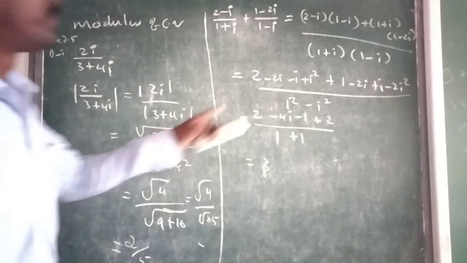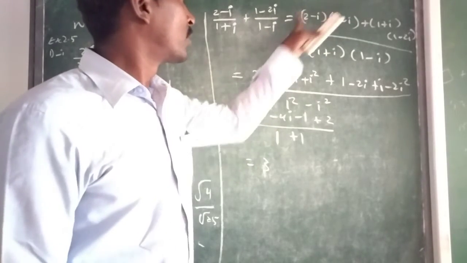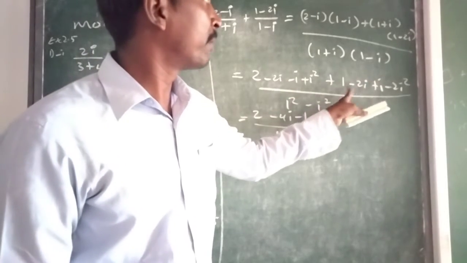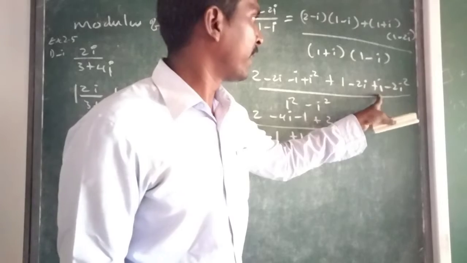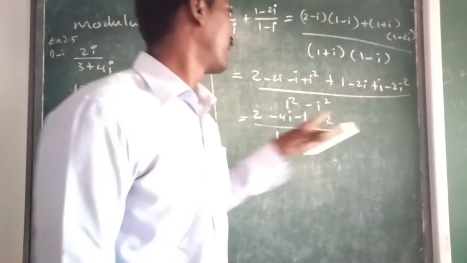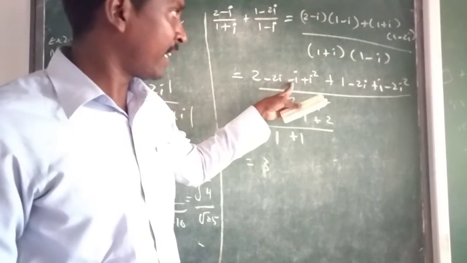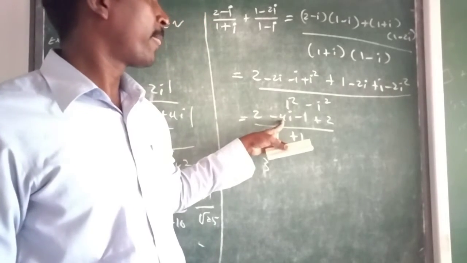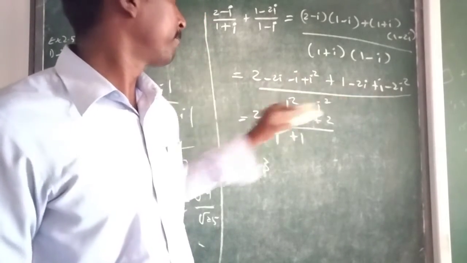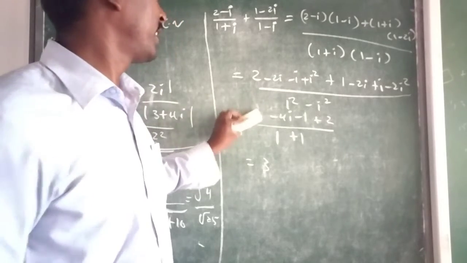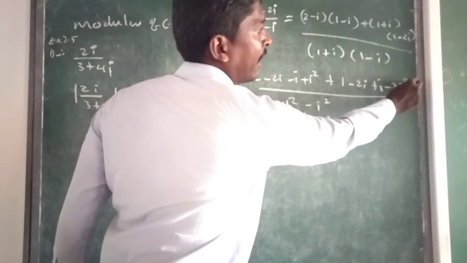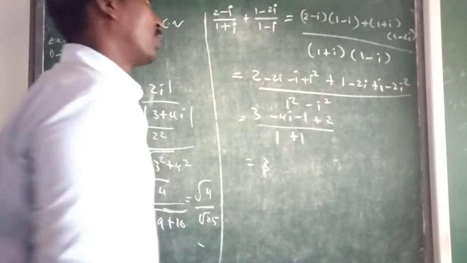Just check. 2 minus 2i minus i minus i square, 1 minus 2i minus i, then minus 2i square. So minus 2i minus 3i minus 5i plus i become minus 4i. 2 plus 1 is 3. Okay, 2 plus 1 is 3. Then i square becomes minus 1, then i square becomes minus 1, so it becomes plus 2.